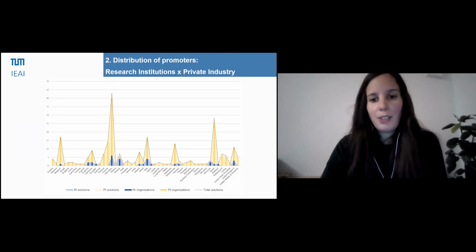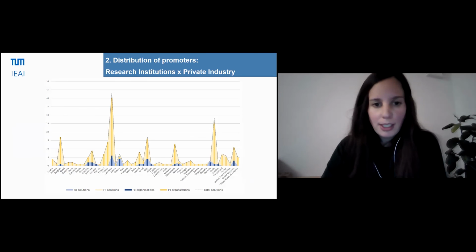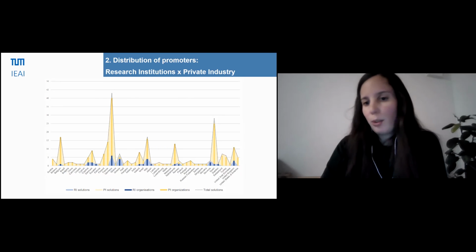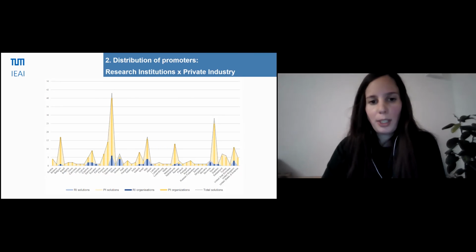Here we have just a summary of what I've been telling you. And we see that most of the countries have, for sure, clearly a higher number of solutions presented by the private industry. But we see also some exceptions, as for example, Greece, that has a high percentage of solutions presented by research institutions, and Slovenia, just to name two examples.